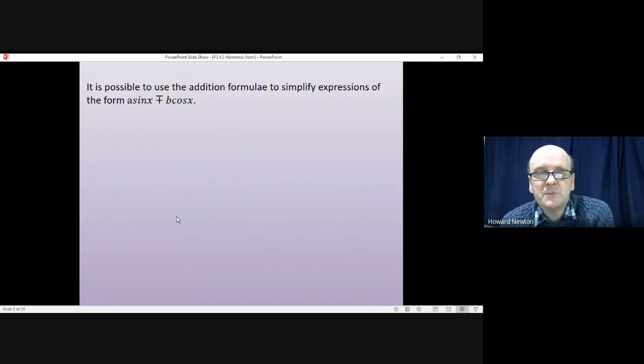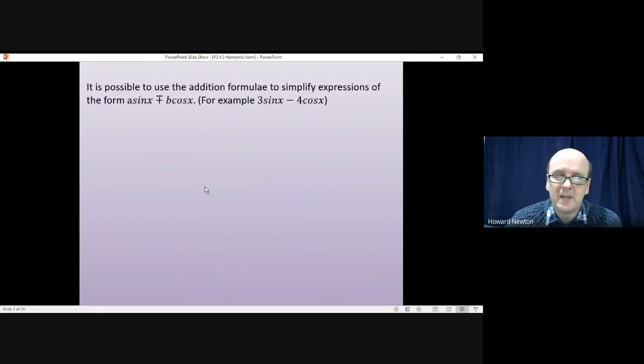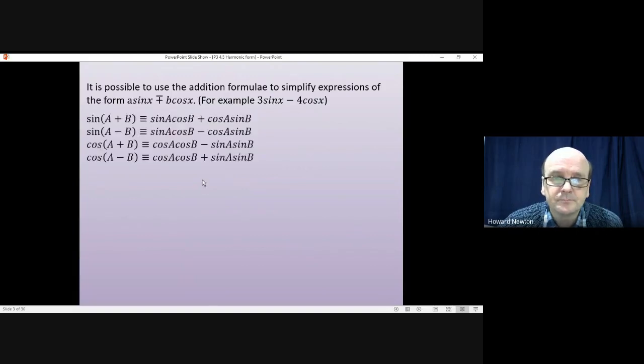The harmonic form refers to trigonometric expressions. In recent lessons we've been looking at the addition formulae, and one thing you can do with them is to simplify expressions of the form some multiple of sine x plus or minus some multiple of cos x, for example 3 sine x minus 4 cos x. It allows you to join the two functions together into one function of sine x or one function of cos x. We'll be using the addition formulae.